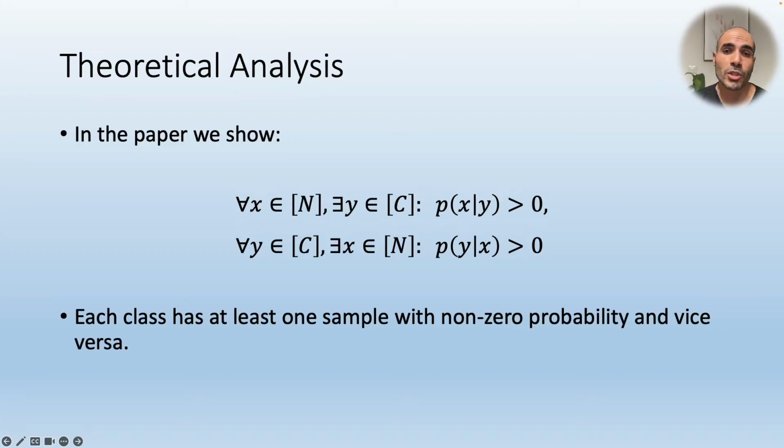In the paper, we show mathematically that with our proposed loss function, each class has at least one sample with non-zero probability and vice versa. So in practice, classes without any assigned samples are simply not an option.